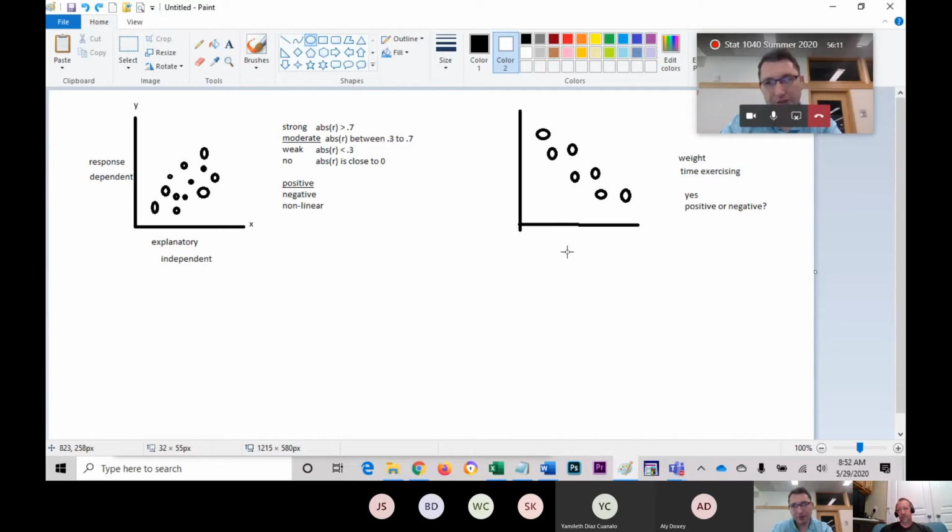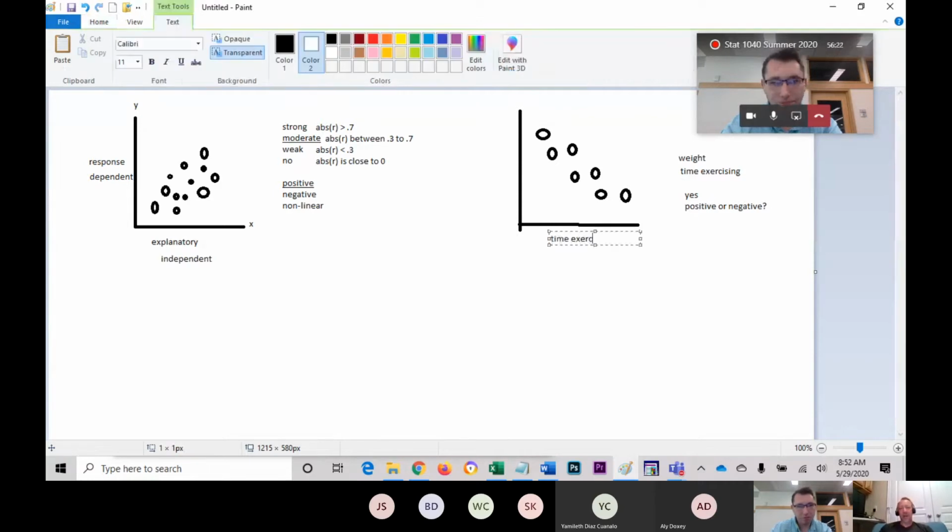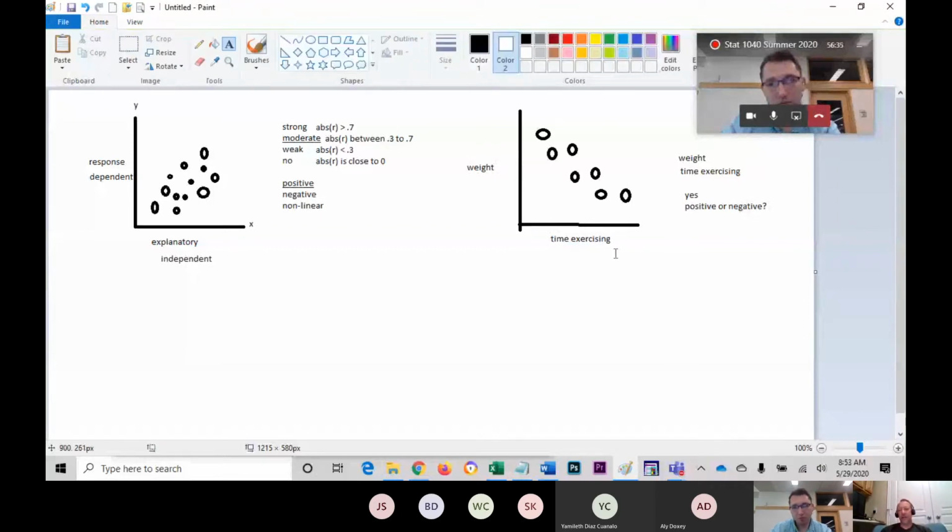I would think it's the time exercising that is explaining the weight. Right. So in this case, your time spent exercising would be your explanatory or independent variable, and a person's weight would be the dependent variable, because a person's weight would depend on how much time they spend exercising.